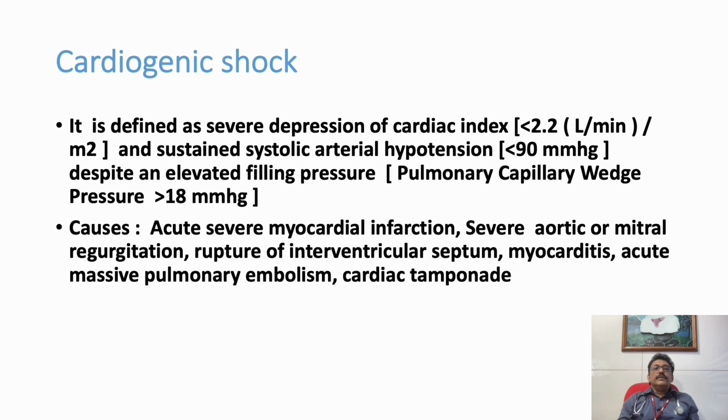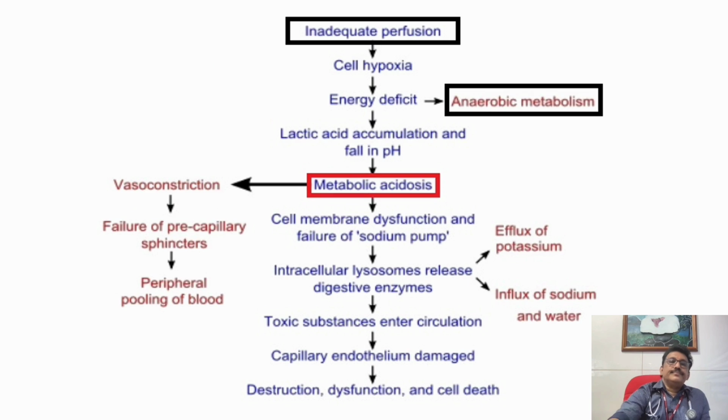Causes are acute severe myocardial infarction, severe aortic or mitral regurgitation, rupture of interventricular septum, myocarditis, acute massive pulmonary embolism, cardiac tamponade. All these things are pump failures. Again, a patient who has high output failure, you can see in anemia in pregnancy, severe anemia, or patients who have beriberi. In all these conditions, there will be high output failure. Whatever it is, the left ventricle is not able to pump against the demand, and ultimately the patient may go to shock.